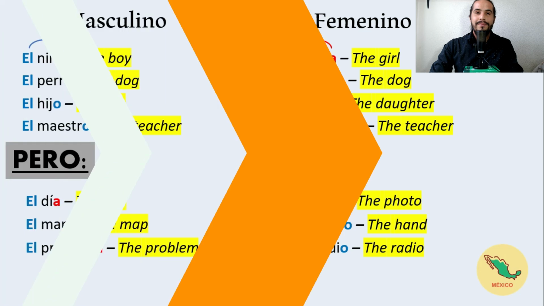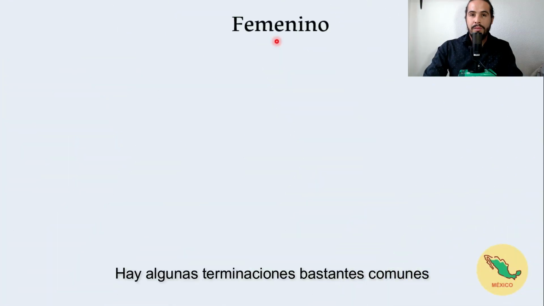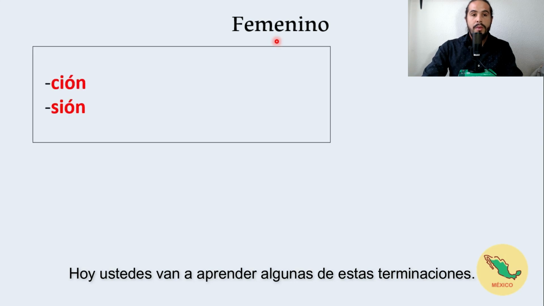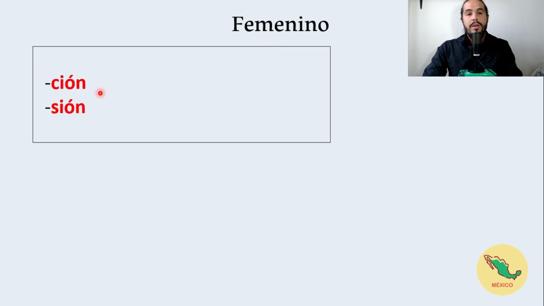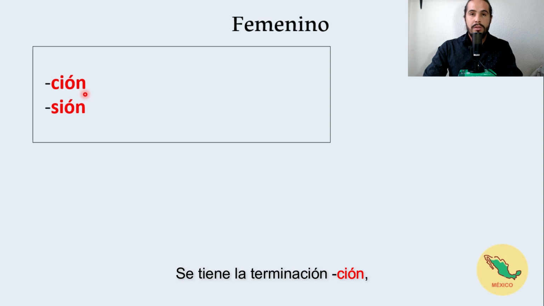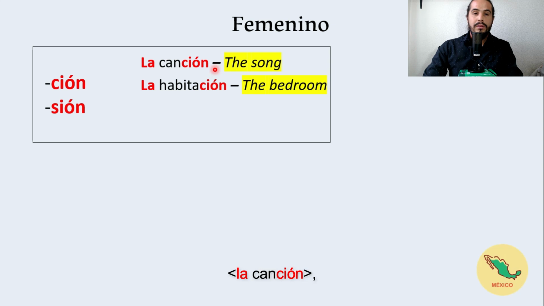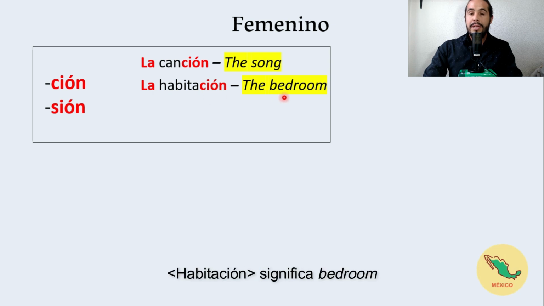So let's continue. There are some endings quite common in feminine nouns. Today you are going to learn some of them. And here you have them. You have the ending sión, either with ese or with ese. As in the words la canción, la habitación. Habitación means bedroom.